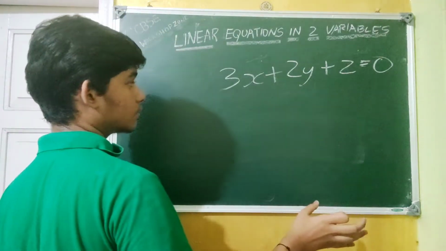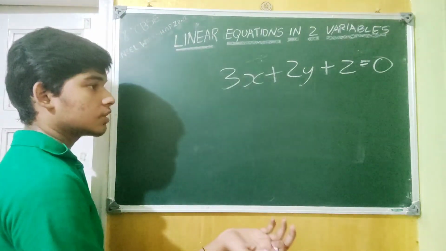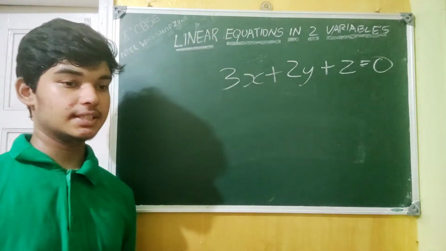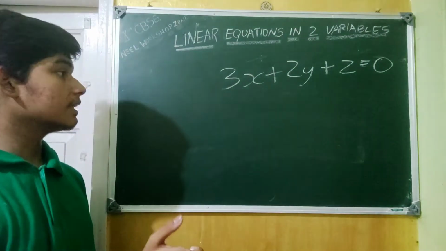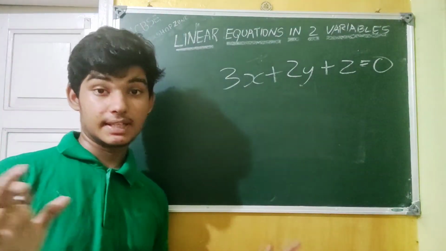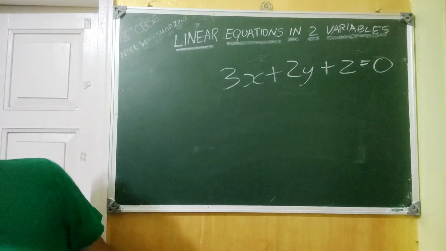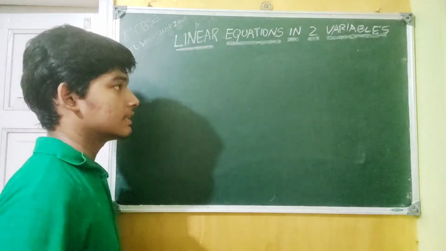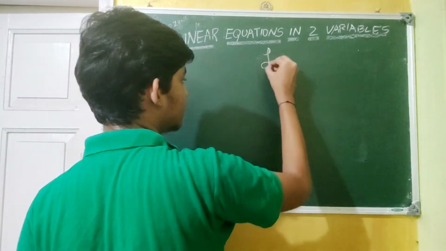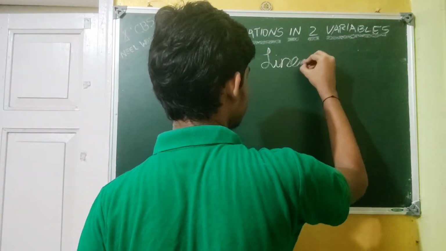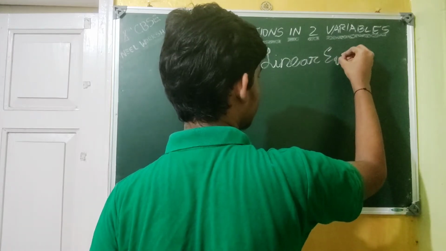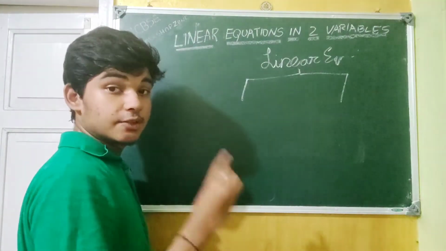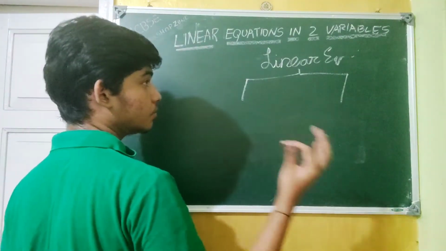Now that we have understood what a linear equation is, let's talk about a pair of linear equations. A pair of linear equations is two linear equations in two variables which are together. We'll talk about them in the next episode. But the main thing that we have to discuss in this episode is the linear equations itself, because linear equations, sorry about my handwriting, are divided into two parts, which are linear equations in one variable and linear equations in two variables.